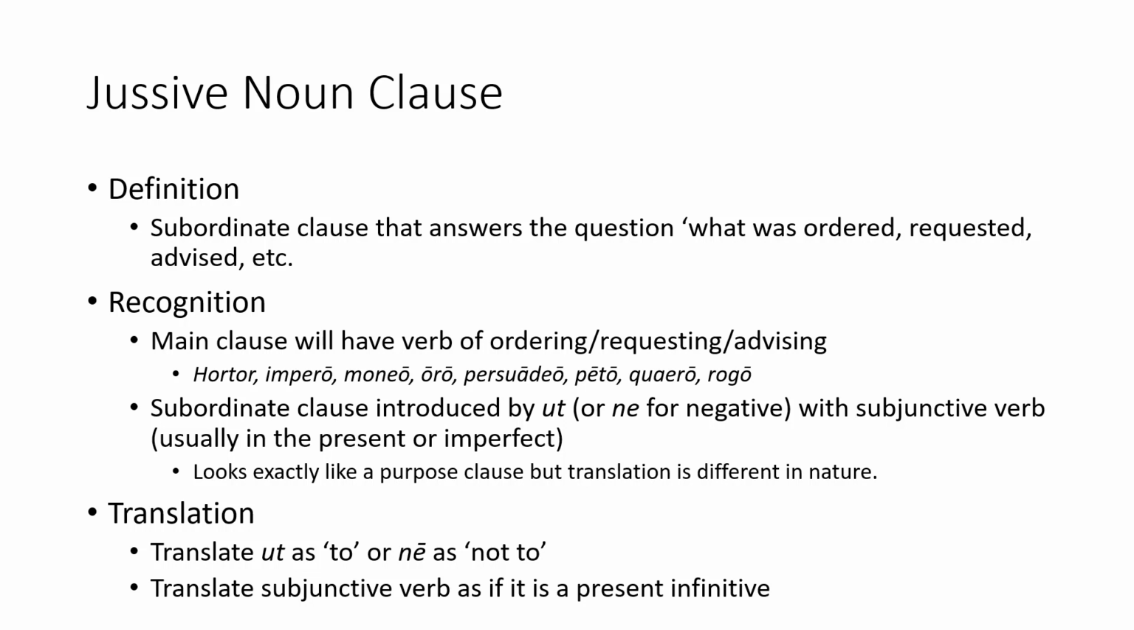It is very easy to translate. Ut is translated as to and ne as not to, and the verb as if it were a present infinitive, regardless of its tense and number. Now let's look at a few examples of this.